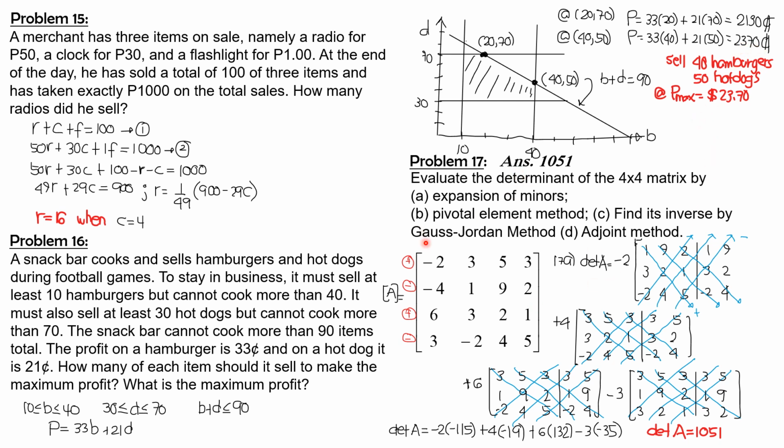Problem 17. Evaluate the determinant of the 4 by 4 matrix A by: A, expansion of minors; B, pivotal element method; then C, find its inverse by Gauss-Jordan method; and letter D, inverse by the adjoint method.